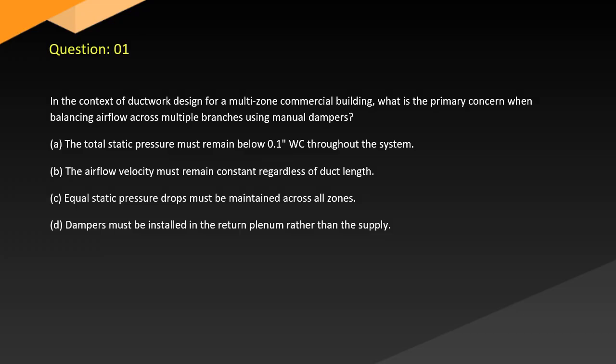Question 1. In the context of ductwork design for a multi-zone commercial building, what is the primary concern when balancing airflow across multiple branches using manual dampers? A. The total static pressure must remain below 0.1 throughout the system. B. The airflow velocity must remain constant regardless of duct length. C. Equal static pressure drops must be maintained across all zones. D. Dampers must be installed in the return plenum rather than the supply.